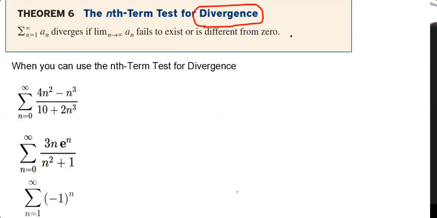So if we get a 0 as my limit, this says the limit fails to exist or it's different from 0. If it's either one of these things, then we can say definitely that the series diverges. So we have that first problem here.